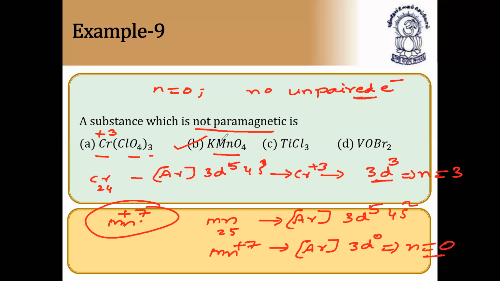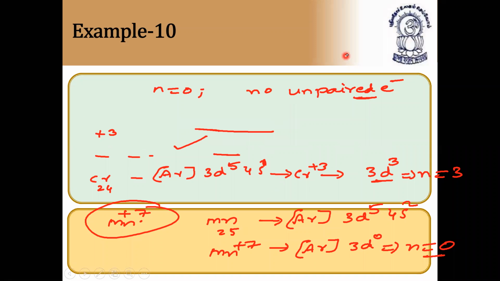Since in KMnO4, manganese is in the +7 oxidation state, it has no unpaired electrons. As it contains no unpaired electrons, it is not paramagnetic, it is diamagnetic. So, let us check the answer now. The answer could be option B. Option B. Next question.